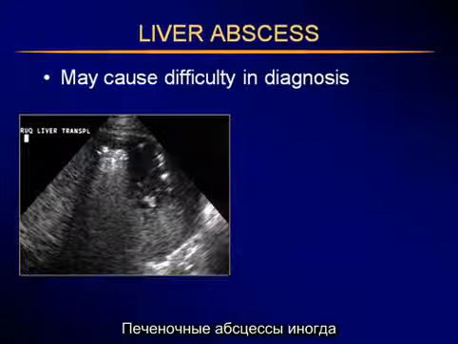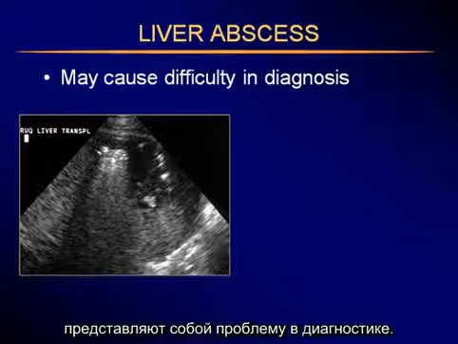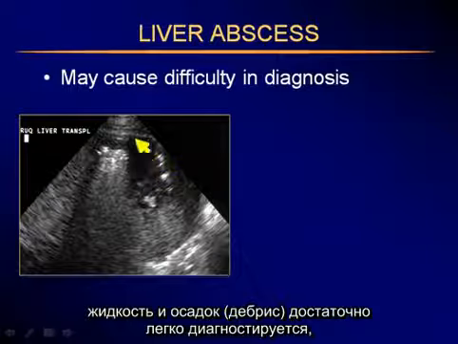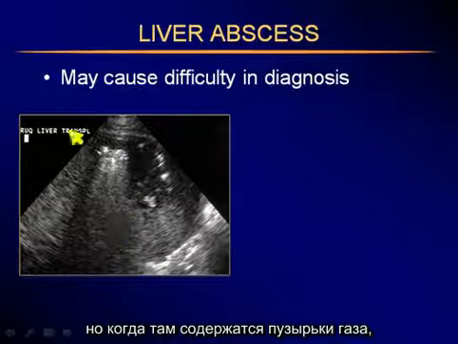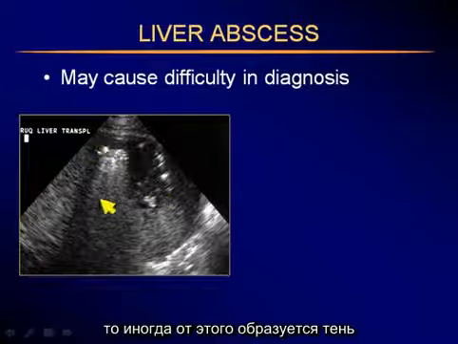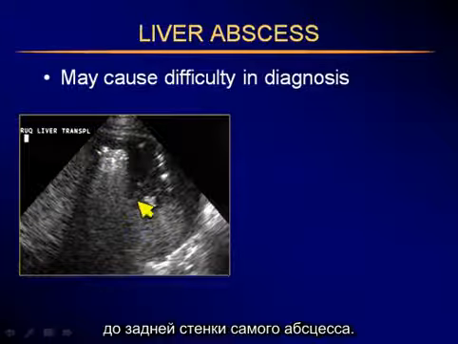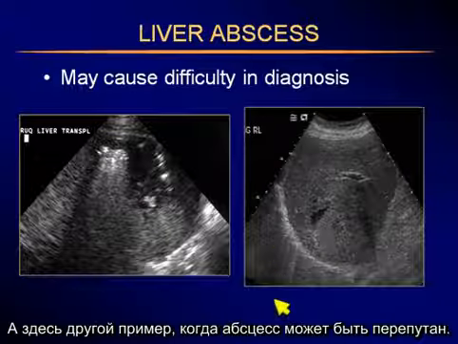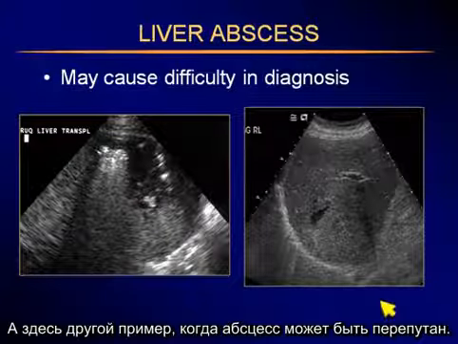Liver abscesses sometimes cause trouble in diagnosis. A liver abscess, when it has fluid and debris, is fairly easy to spot, but when it has bubbles of gas or pockets of gas, that sometimes may shadow out the back wall of the abscess itself and may cause confusion in its appearance. Here's another way that an abscess can confuse us.